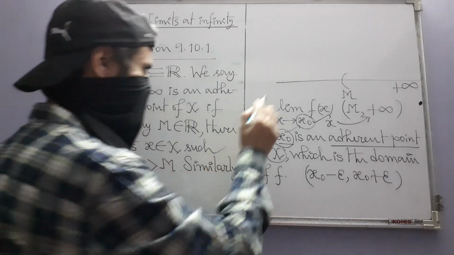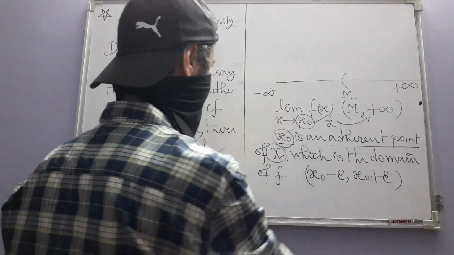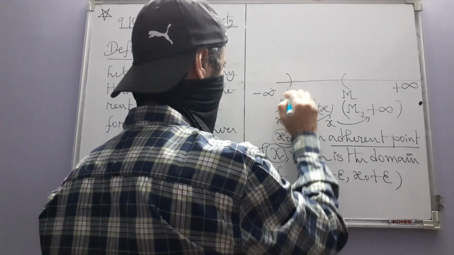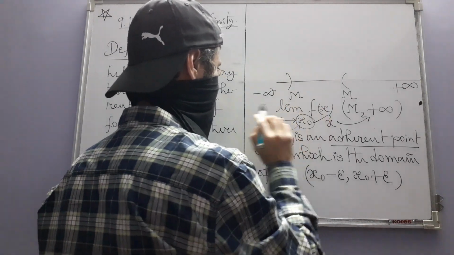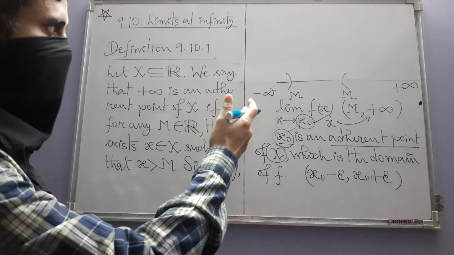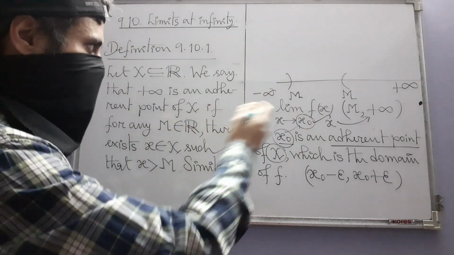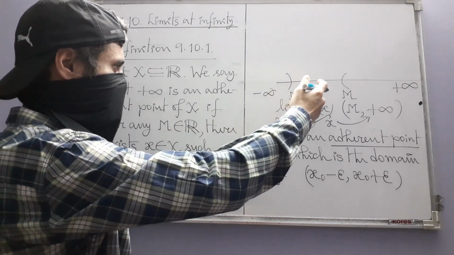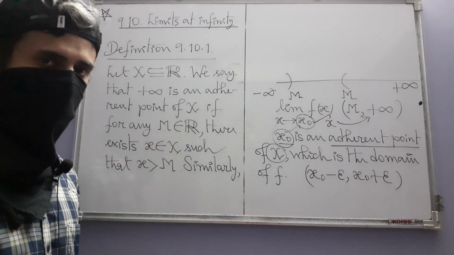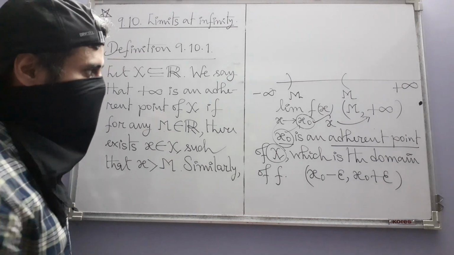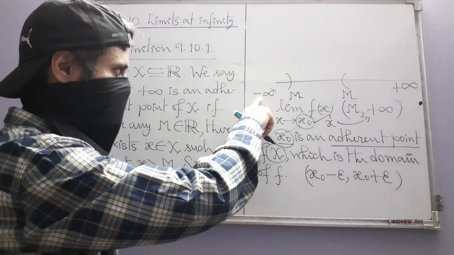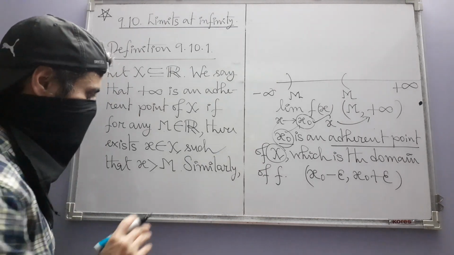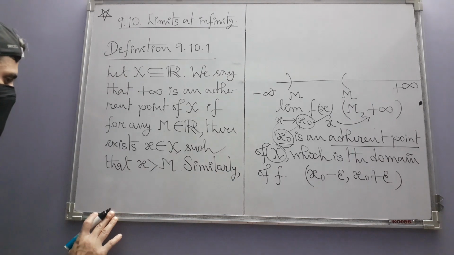Similarly, minus infinity is towards this side. So now we would want, again, if you choose some m, in this case, the focus will be on the left of m. So the set is unbounded on this side. When that happens, we are going to call minus infinity an adherent point of X. The precise statement is this.